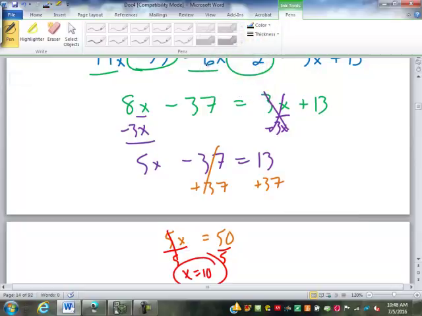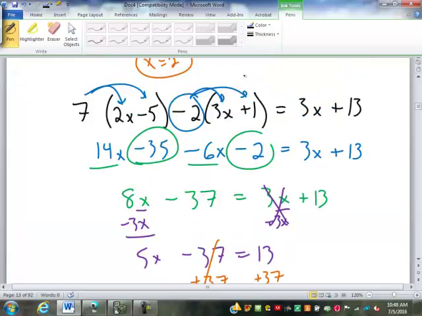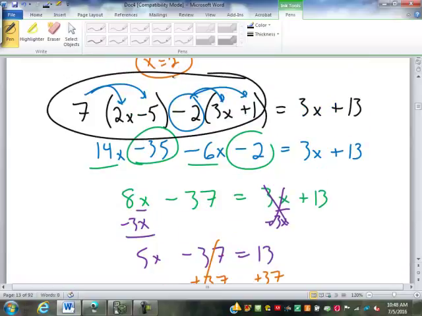So the key is you first reduce everything you can on one side of the equation. And then from there, you combine what you can on the other side.